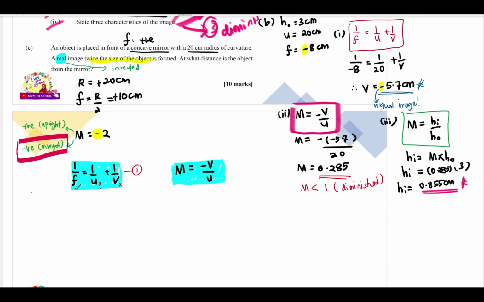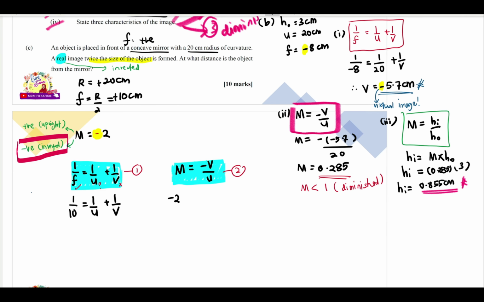Ingat, bila ada dua unknown tak boleh selesaikan, maknanya perlukan dua equation. Okay, so now we can straightly substitute 1/f = 1/10. Masukkan sajalah nilai dia. U kita nak cari, tak tahu, V pun kita tak tahu. Kita biarkan dulu. Okay, from second equation, M kita mesti negative 2.